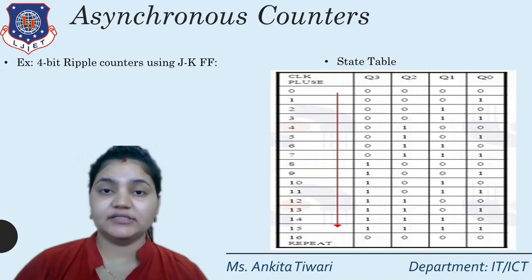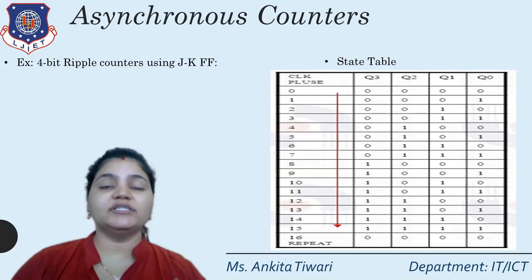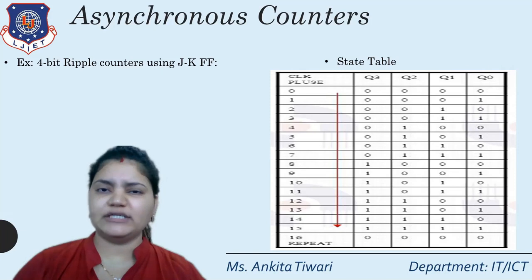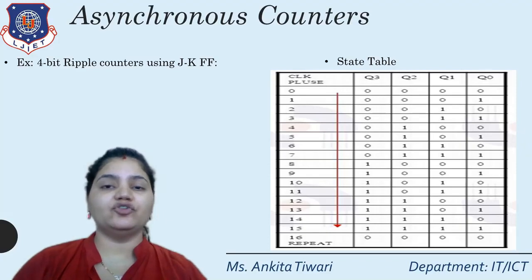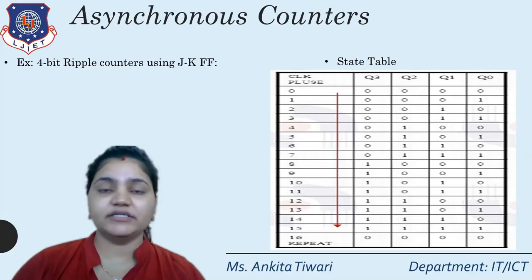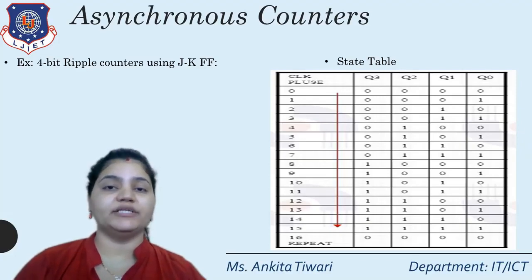Now we'll go for the next bit, that is Q2. Just see the Q2 part and we'll follow the same sequence as we got for Q1. Like Q0, if you see Q2, 0, 0 means it is not changing. 0, 0 means it is not changing. 0, 0 means it is not changing. But 0, 1, it is changing.